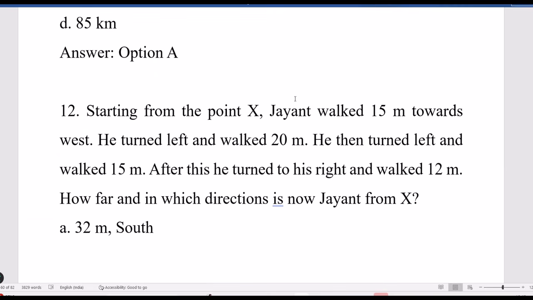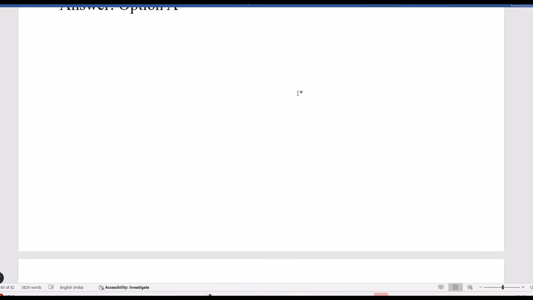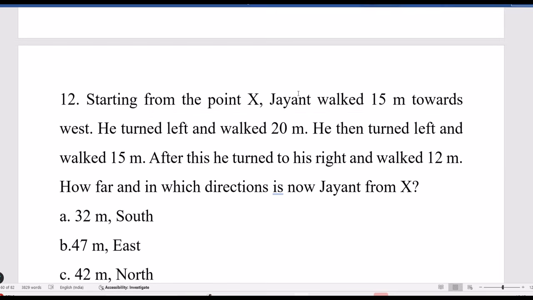Now again, one more directions-related question. Starting from the point X, Jayanth walked 15 meters towards west, then turned left. When you are facing west, turning left means anti-clockwise, so you are going south, 20 meters south. Then turn left again, which means you are going east, 15 meters east to travel.